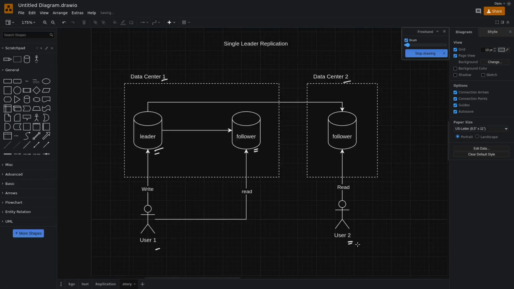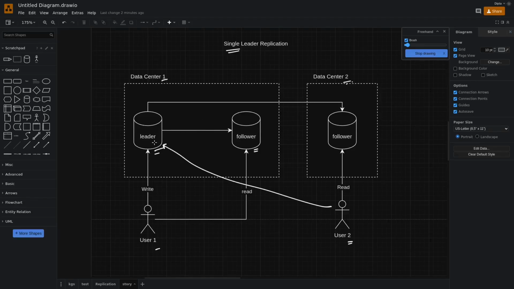And over here, let's say we have user 2, and user 2 is far away from data center 1. So whenever user 2 needs to read something, he or she is going to go to this follower, since data center 2 is closer to them. Now the problem is that when user 2 needs to write something, he or she has to go to this leader, which is in data center 1, because remember, in single-leader replication, all of the writes have to go through the leader, and there is only one leader, which is in data center 1.